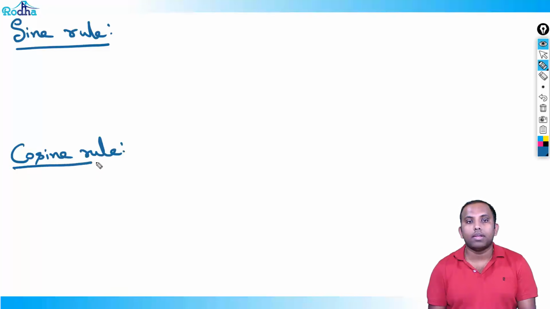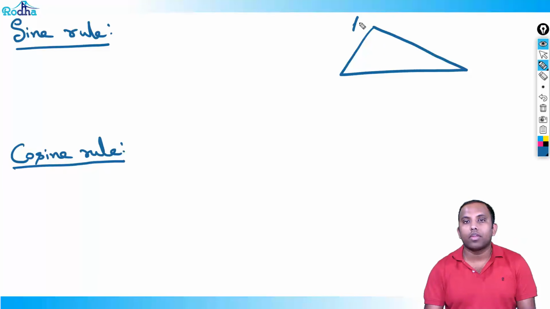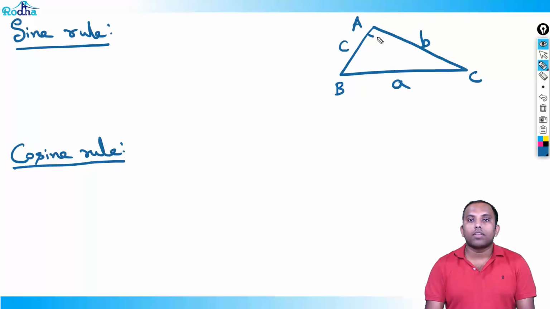Right. Now, let me make a triangle ABC. By convention, how do we write? Capital A opposite to small a, capital B opposite to small b, capital C opposite to small c, right? So sides are a, b and c. Now this is angle A, angle B, angle C.